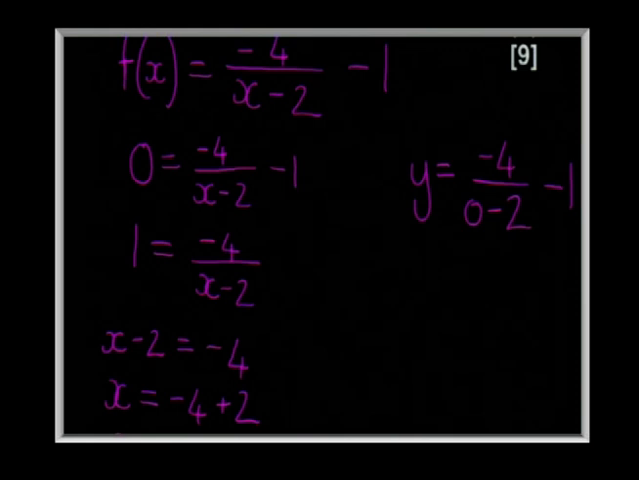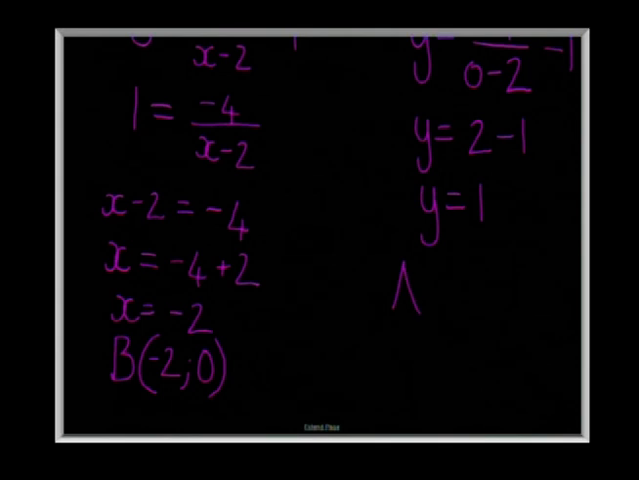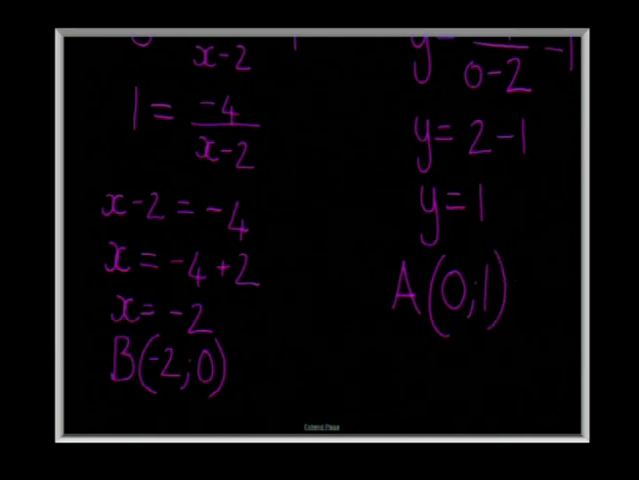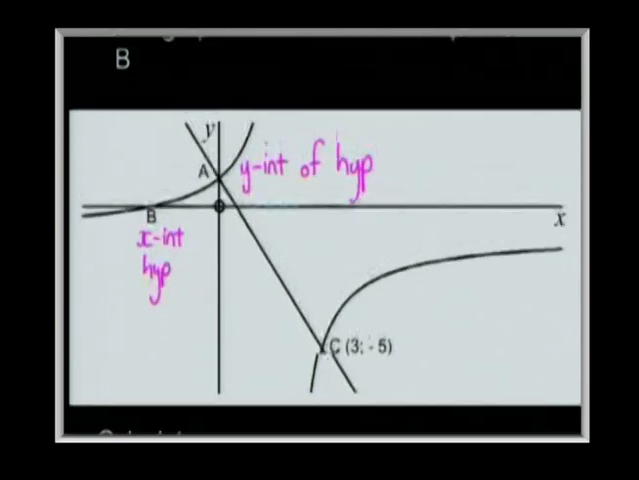We need to solve for y, so we're just going to add up all our values over here. -4 over -2 gives us an answer of 2, minus 1, which gives us a value of 1. This means that our other coordinate, A, is going to be 0 and 1. Let's check that we're correct. And there we go. A is just above the x-axis, indicating that y is a smaller value than B had on the x-axis. So it is consistent. Let's move on to question 3.